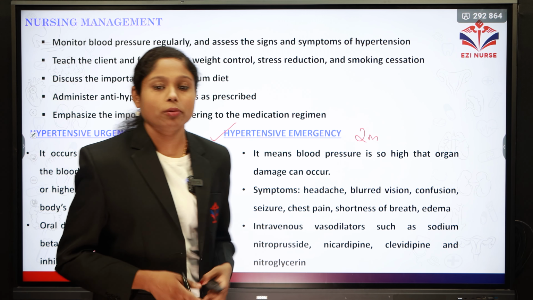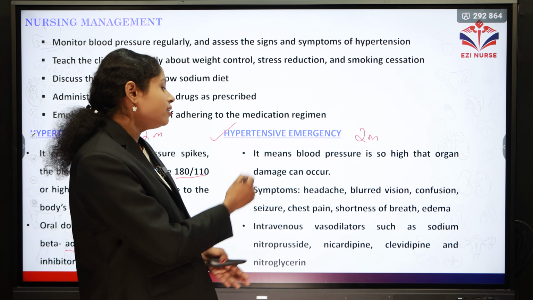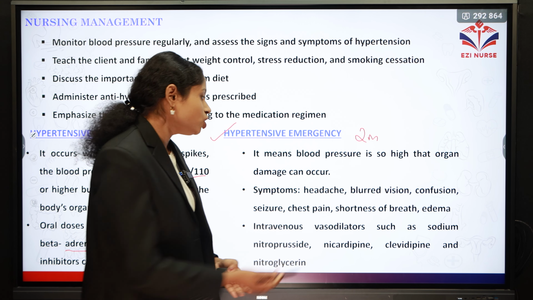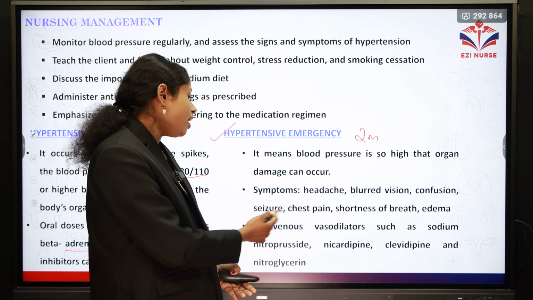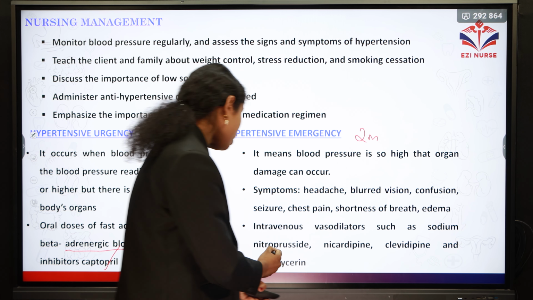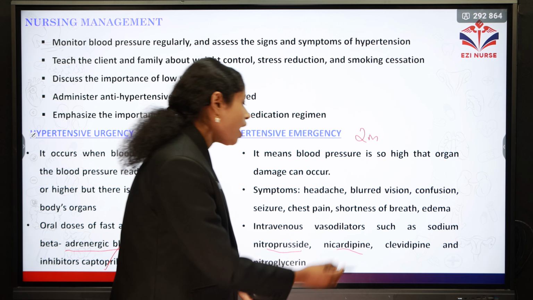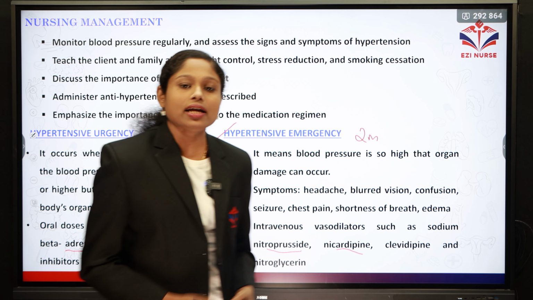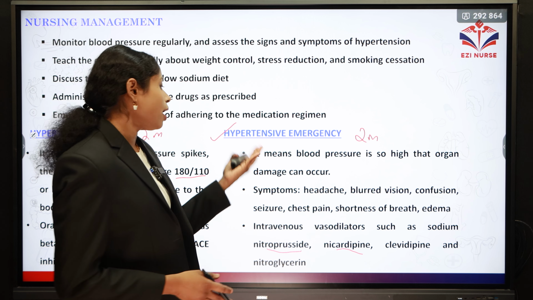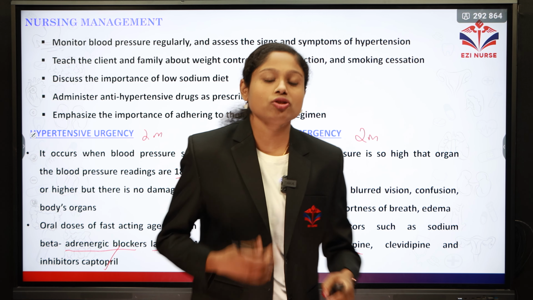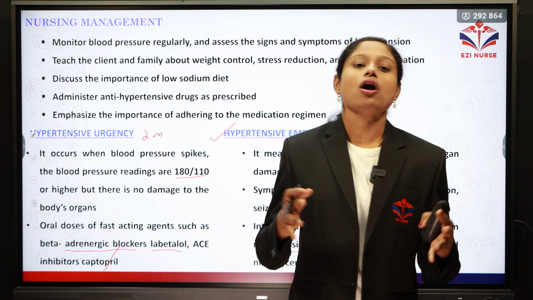Multiple organ damage will be present, that is hypertensive emergency. Symptoms include headache, blurred vision, confusion, seizure, chest pain, shortness of breath, edema, and intravenous vasodilators such as sodium nitroprusside, nicardipine, and clevidipine. These are the medicines used for hypertensive emergency. So this is hypertensive emergency. It means blood pressure is higher and it is also causing organ damage.